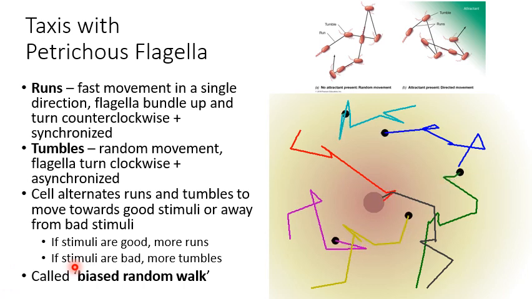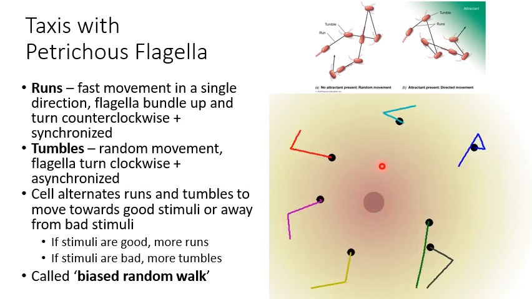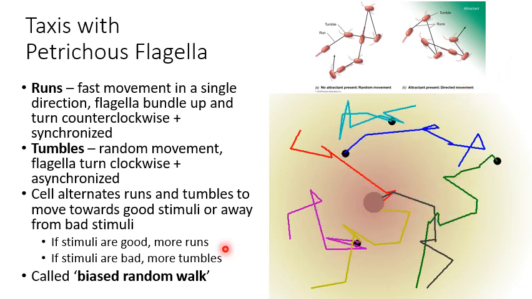And it's basically the same if the stimulant is bad. If the stimulant was a bad thing that they didn't want to go towards, then as they get closer to it, they would tumble more. And as they get further from it, they would run more. And so they would end up running away from it instead of falling into it. So that's an example of how chemotaxis can work.